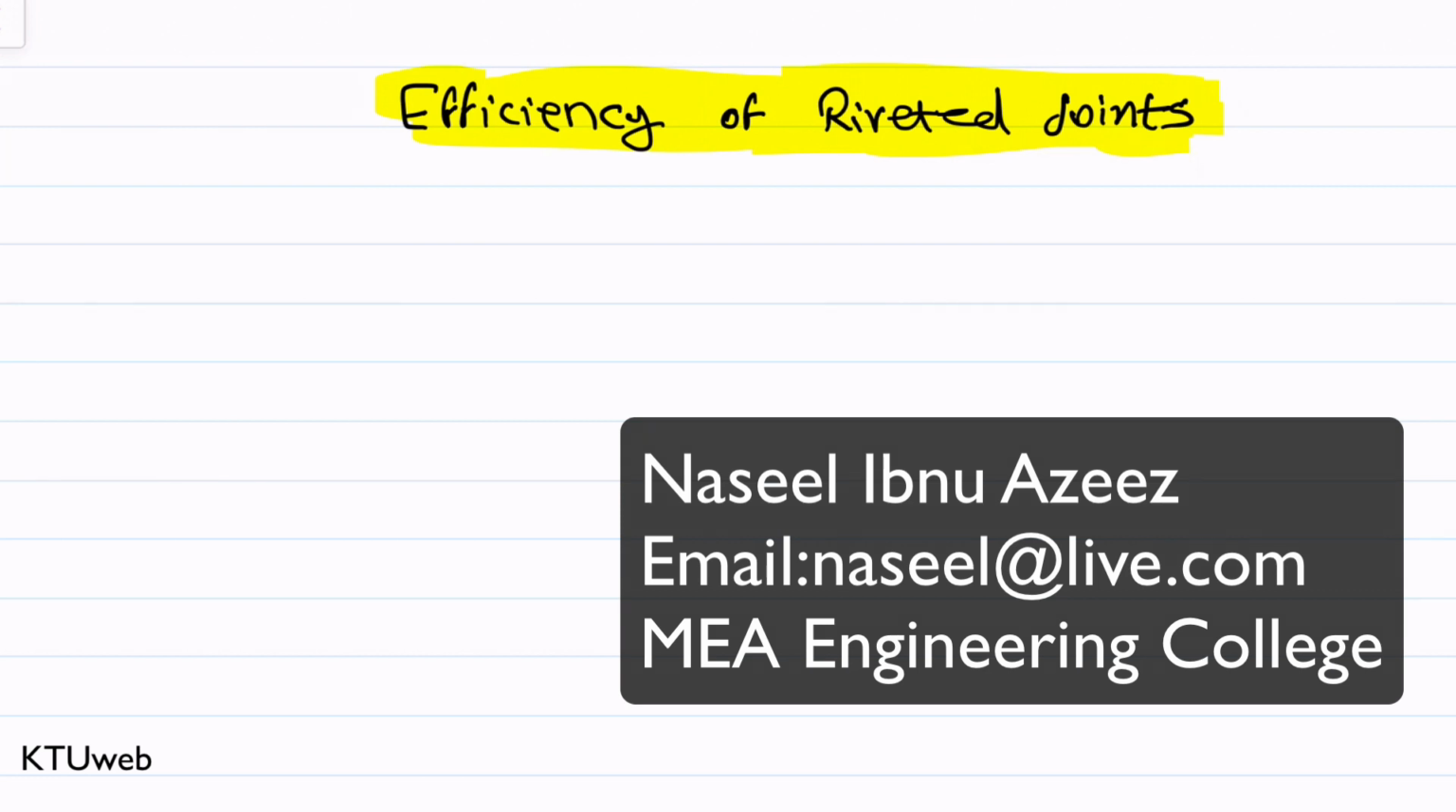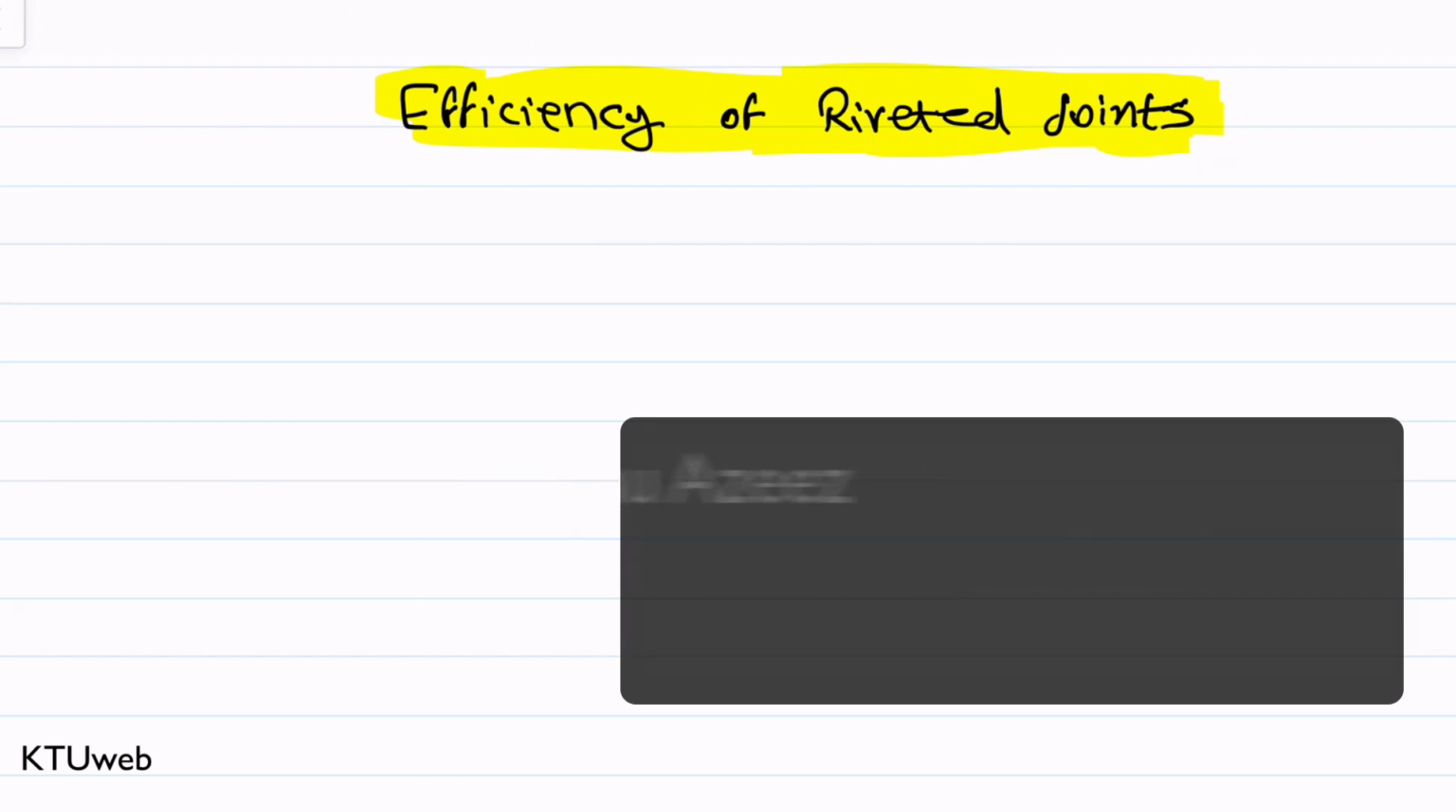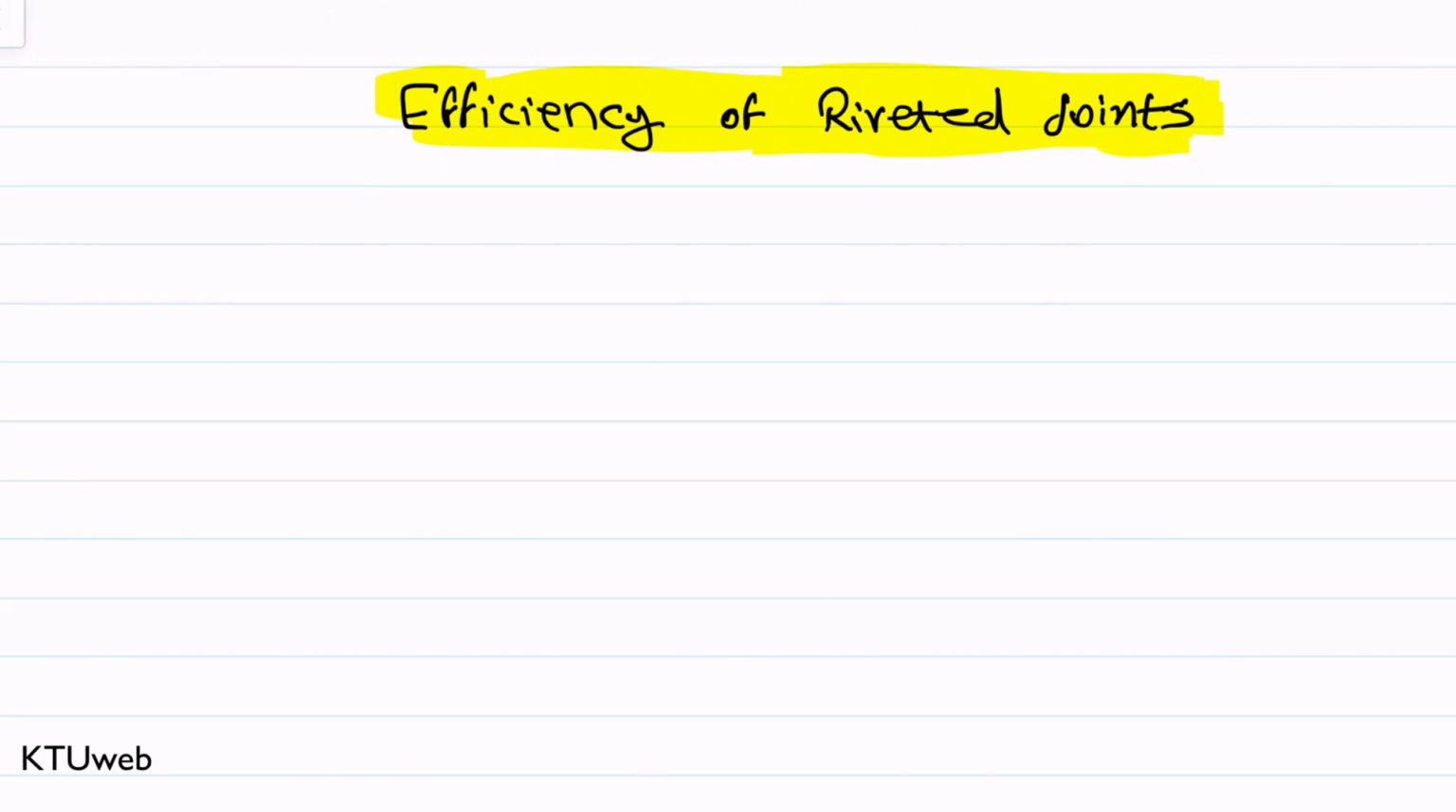Okay, let us discuss the efficiency of riveted joints. Most of the time, when we calculate the efficiency of a machine or a machine component, whatever the case, it will give you a numerical value which gives a basic understanding of how much output it can generate with respect to the maximum possible output we are expecting from that machine or component.